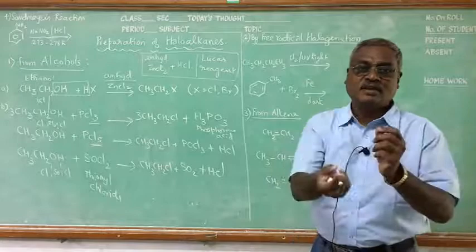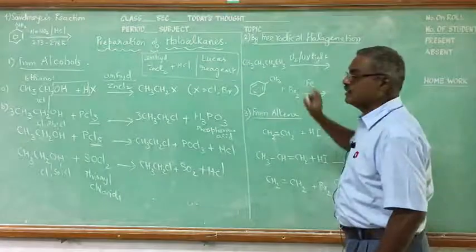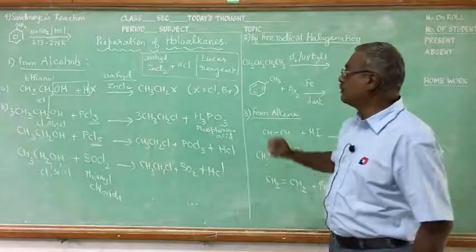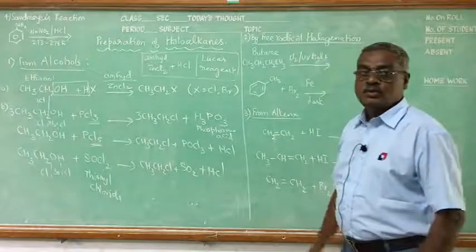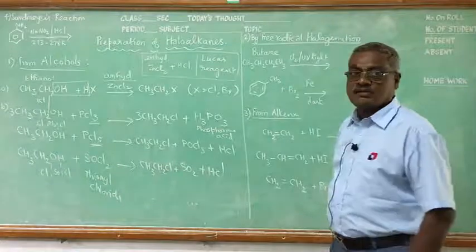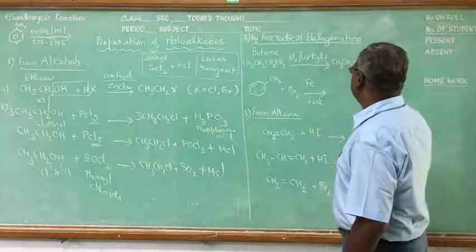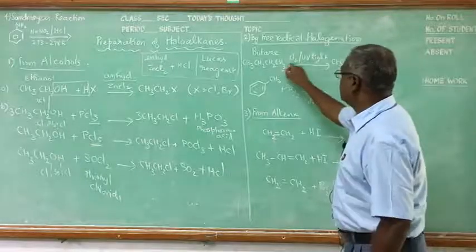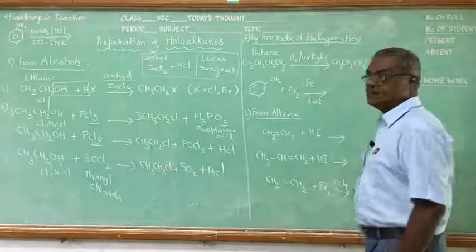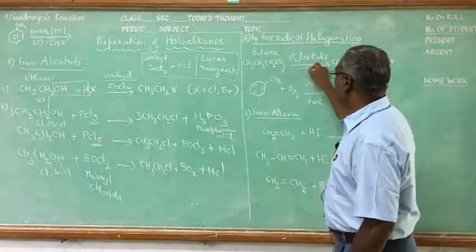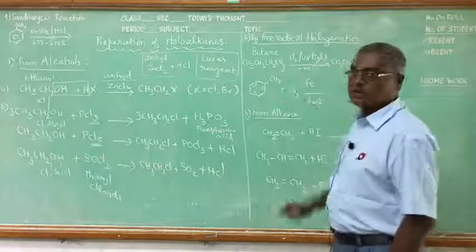Substitution: instead of hydrogen, 1 halogen will be substituted. Here you can see this is an alkane, a 4 carbon alkane. This is butane. In butane, if it is treated with chlorine in the presence of UV light, then instead of 1 hydrogen, 1 chlorine will be substituted. So what happens? HCl will be removed: 1 hydrogen and 1 chlorine will be removed.